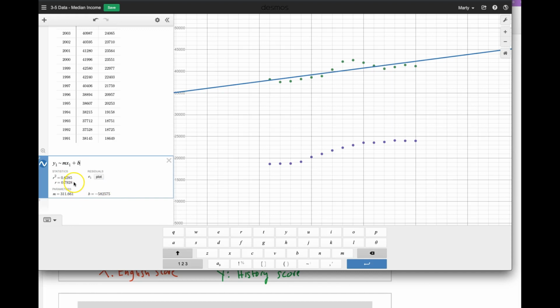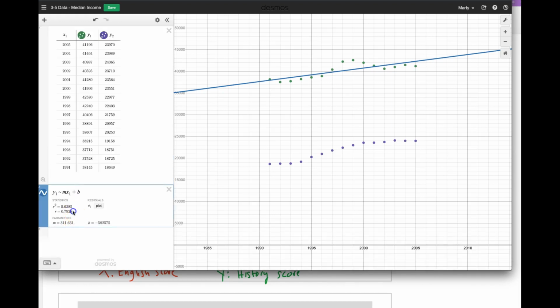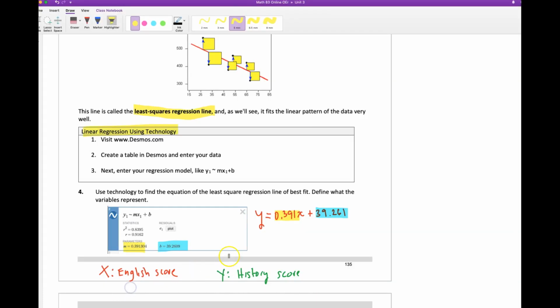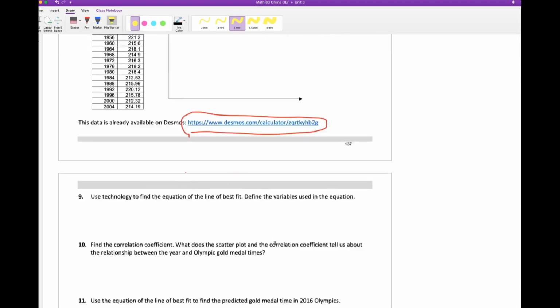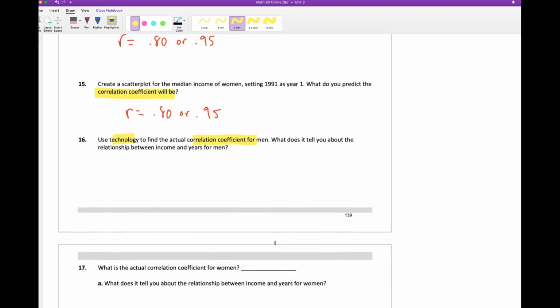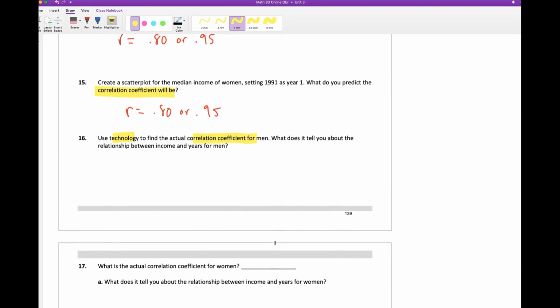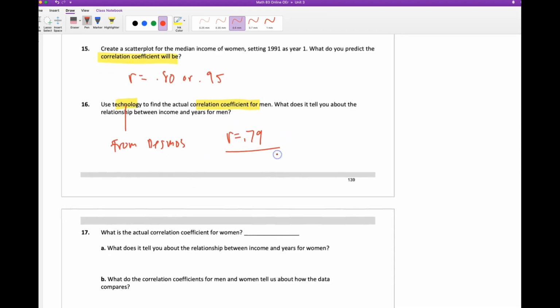From here we get the r value of 0.79. So I was close with my guess. The actual value from Desmos is r equals 0.79. What that says is that it does have a positive relationship. As the years increase, men's income is also increasing, as we can see from the positive value.